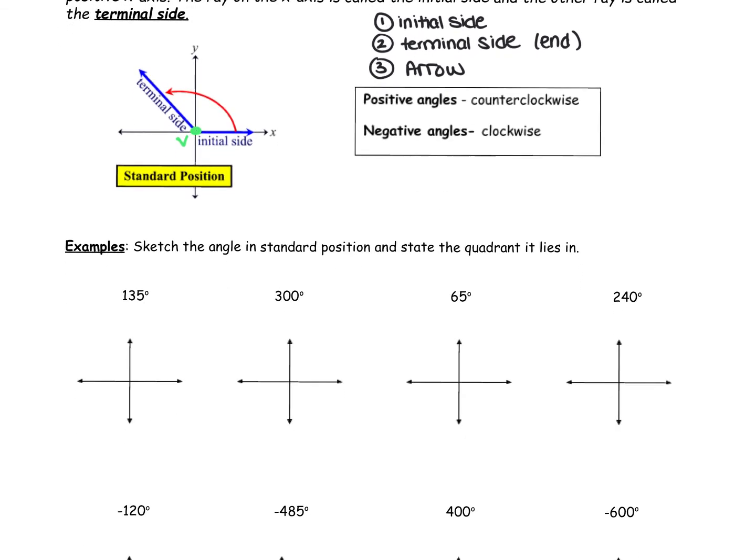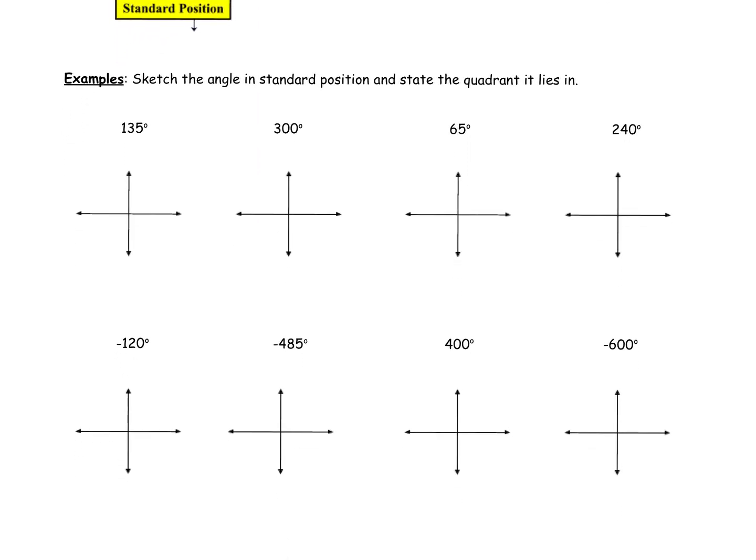So let's just do a couple of examples together. If I want to sketch an angle in standard position, we're going to start with an example of 135. The first thing you need to know is where the degree measurements are. Your initial side is always 0 degrees. Then if you go 90 degrees, you're at 90, 180, 270, and then 360. These are all intervals of 90. So when you graph an angle, you always need the initial side. The initial side is never going to change. It's always going to be on the right side of the x-axis.